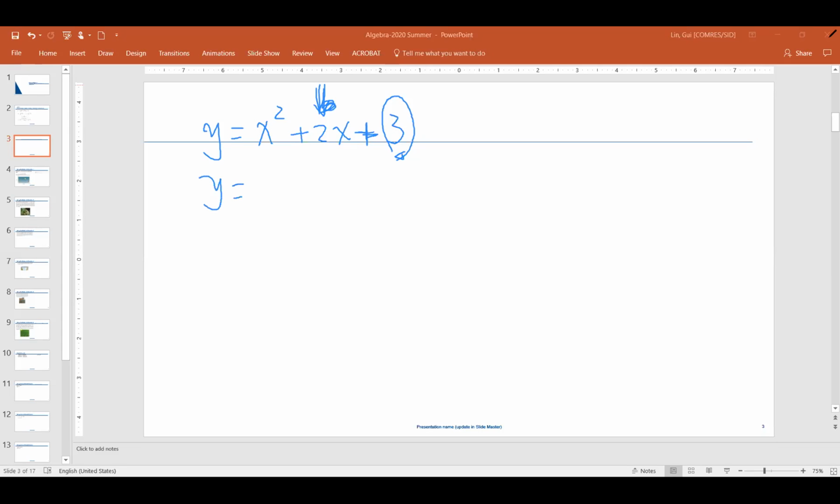So you guys can do something here. If the x squared became here, became 0x, all right, plus 3.